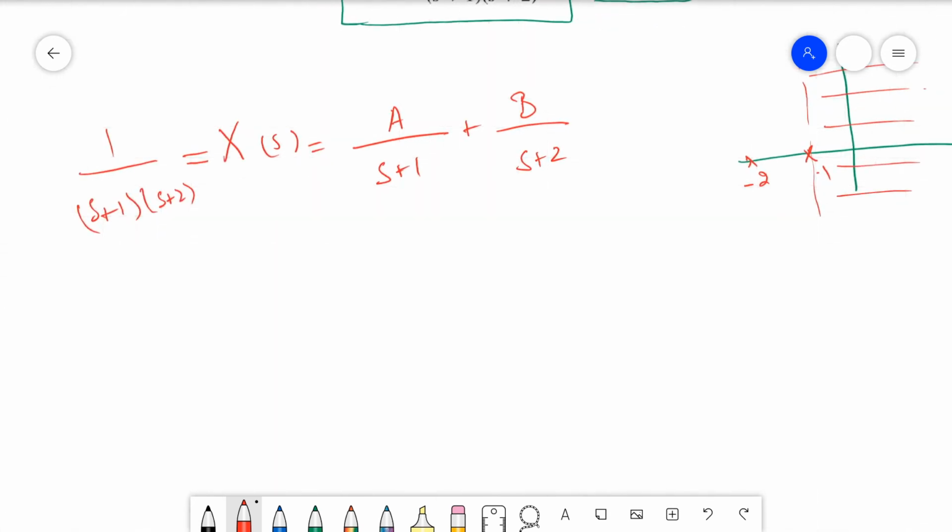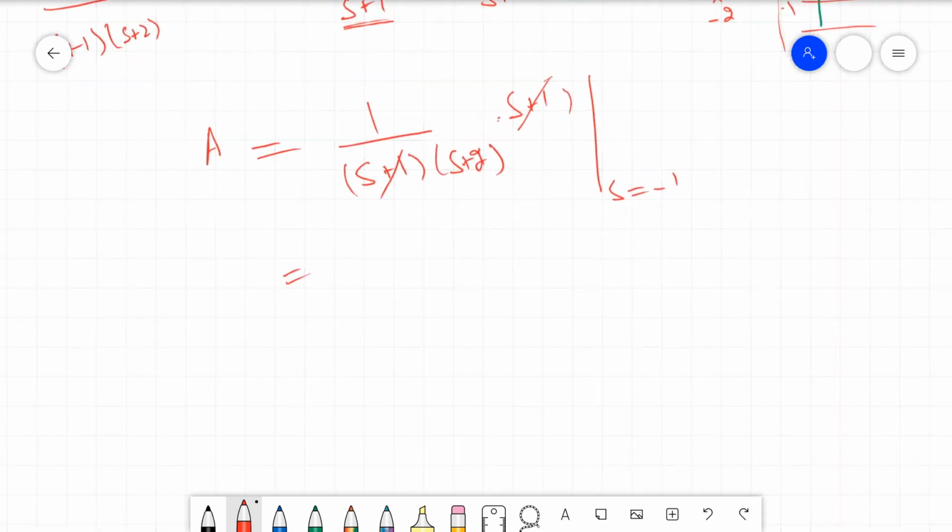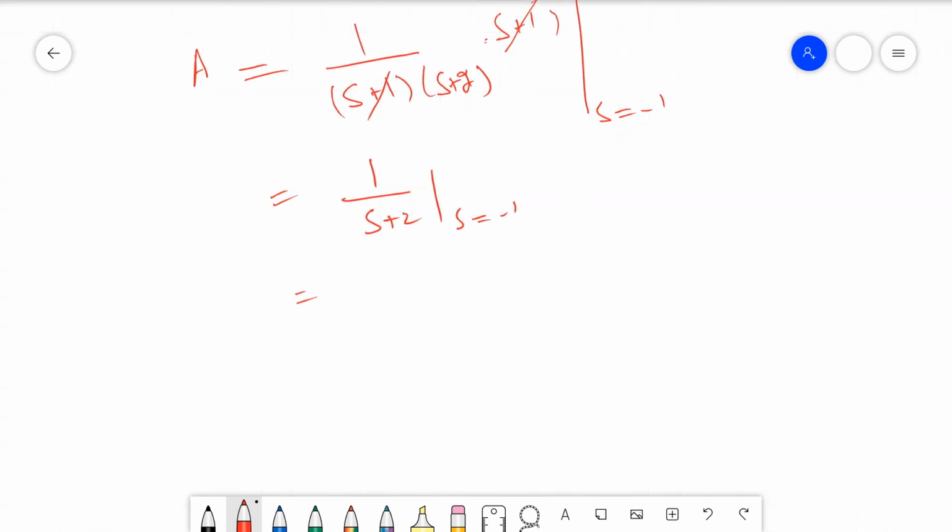So we can find a by just multiplying the associated term s plus 1 on the left side, 1 over s plus 1 s plus 2 multiplied with s plus 1, and we will put s equals to -1 here. So the s plus 1 term cancels out and we will get a as 1 over s plus 2 when s is equal to -1. So if we put s equals to -1 here, we will get 1 divided by 1. So a is 1.